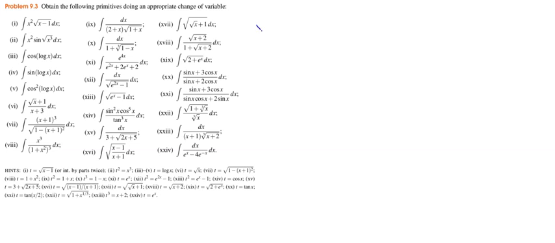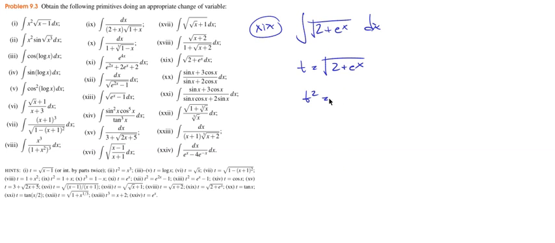Okay, so let's see part 19. Almost there. The square root of 2 plus e to the x dx. And as usual, this is t equal to the square root of 2 plus e to the x. So 2t dt is equal to e to the x dx, but e to the x is just t squared minus 2.